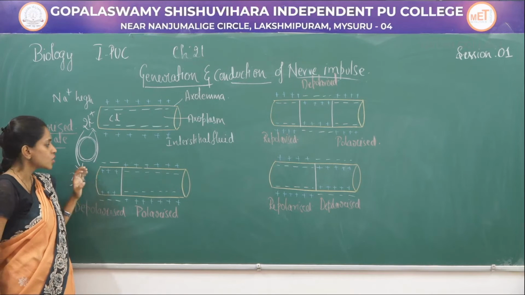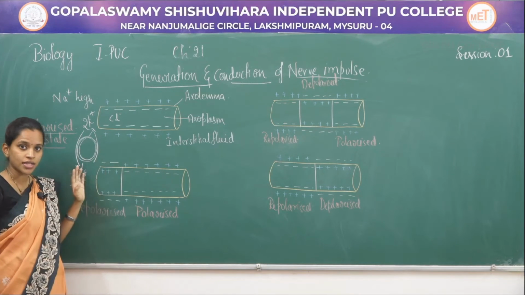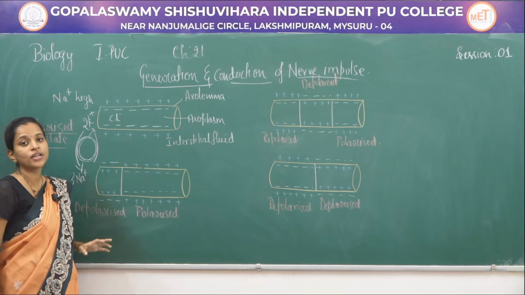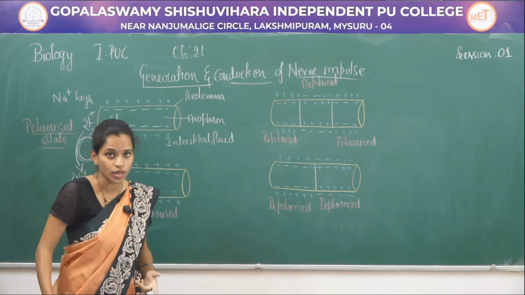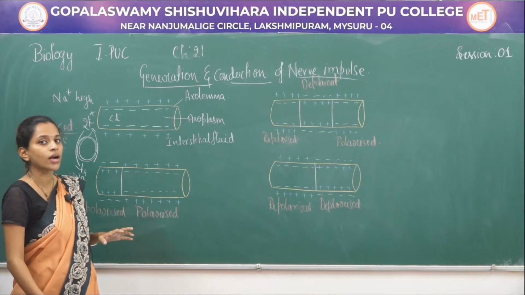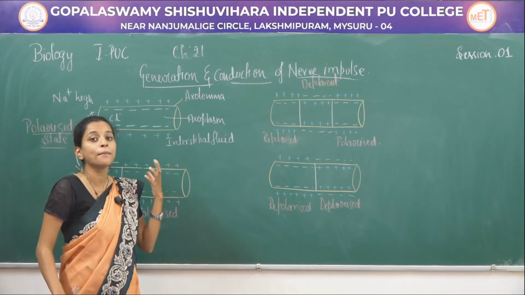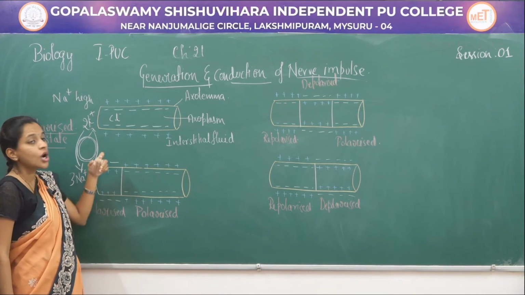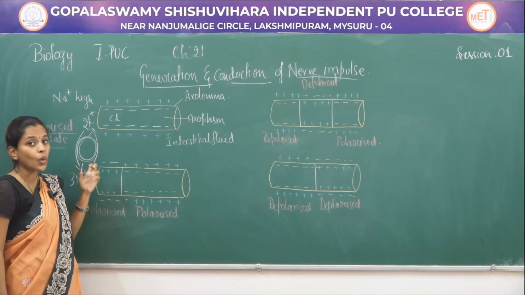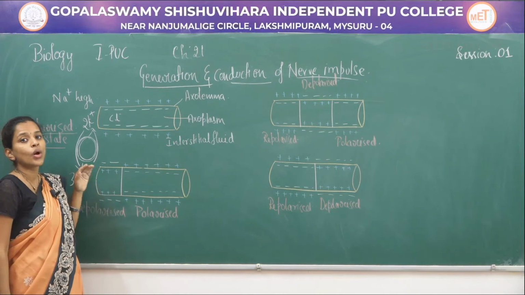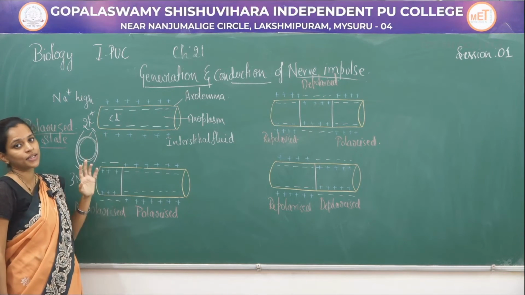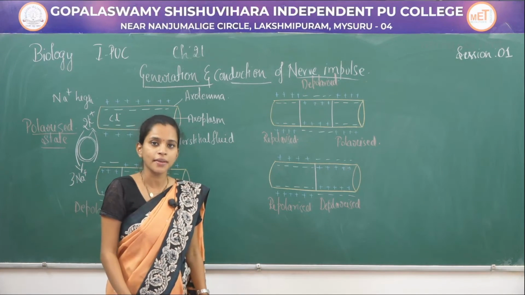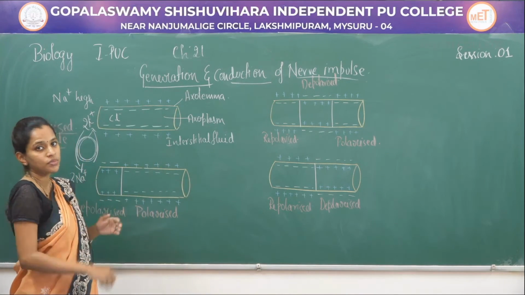So now when the stimulus is passed into the axon, here what happens is the polarized state of the axon becomes depolarized. While depolarizing, the sodium potassium pump gets activated. As soon as the sodium potassium pump is activated, the sodium outside comes inside in larger amount, and the potassium inside goes out. For every 3 sodium exchanged, there will be 2 potassium being exchanged in the sodium potassium pump.